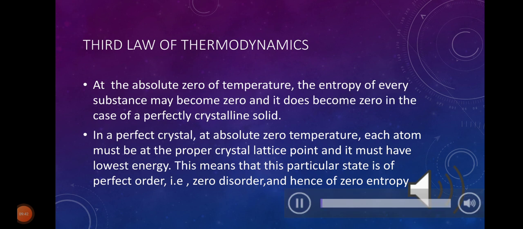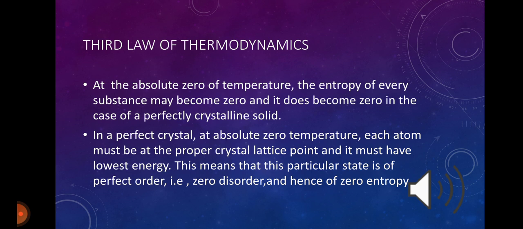Next is third law of thermodynamics. What is the statement for the third law of thermodynamics? At the absolute zero of temperature, the entropy of every substance may become zero, and it does become zero in the case of perfectly crystalline solid. In the case of a perfectly crystalline solid at absolute zero temperature, the entropy of every substance becomes zero. This is the third law of thermodynamics.